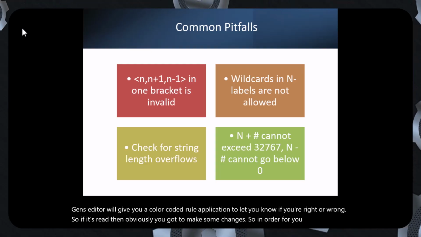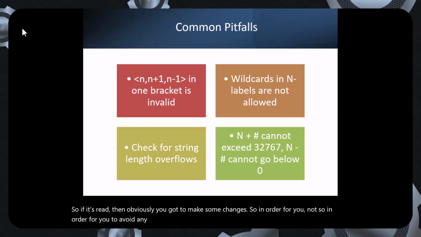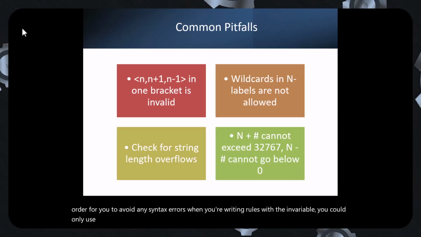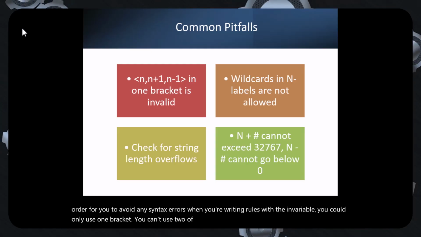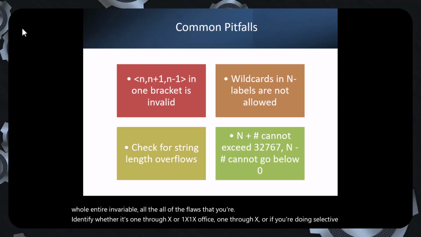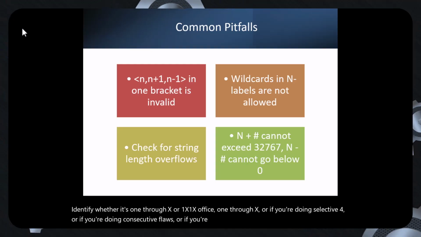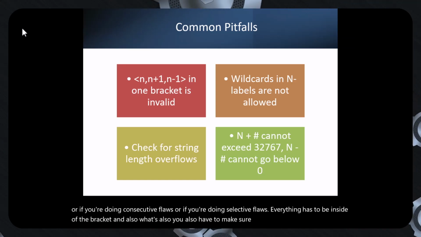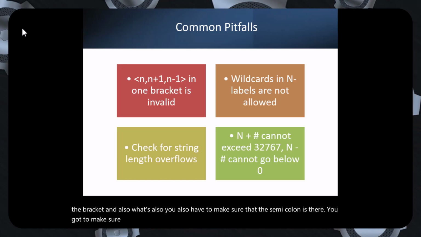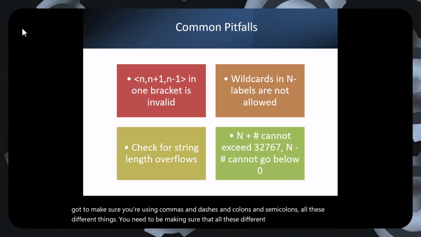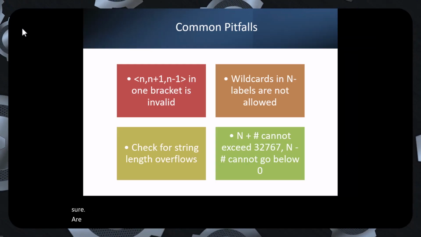So in order for you to avoid any syntax errors when you're writing rules with the N variable, you can only use one bracket. You can't use 2 of the curly brackets. On the input side, it has to cover the whole entire N variable. If you're doing consecutive floors or if you're doing selective floors, everything has to be inside of the bracket. You also have to make sure that the semicolon is there. You got to make sure you're using commas and dashes and colons and semicolons, all these different things. You need to make sure your syntax is correct in order for you not to get an error so you can compile correctly.